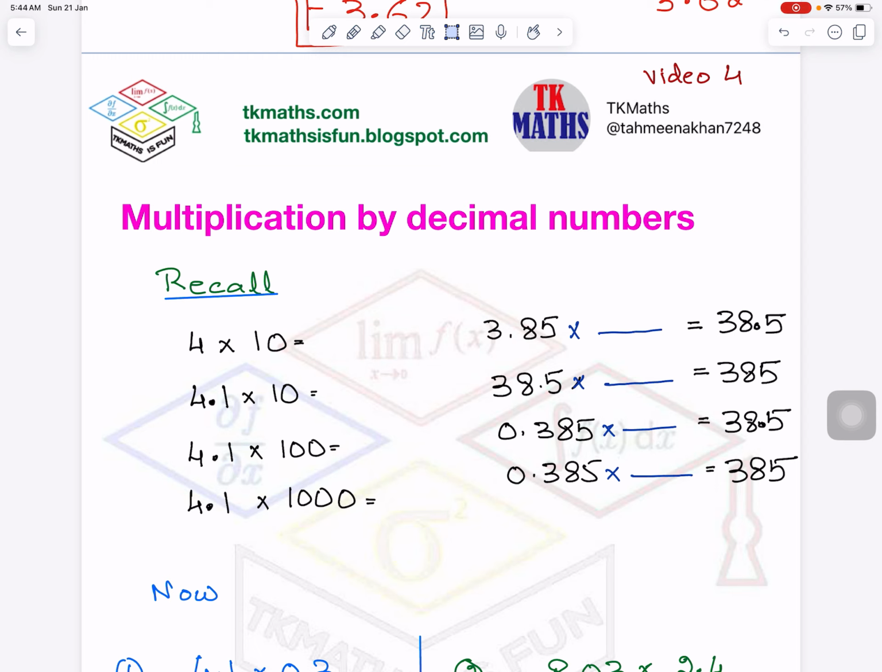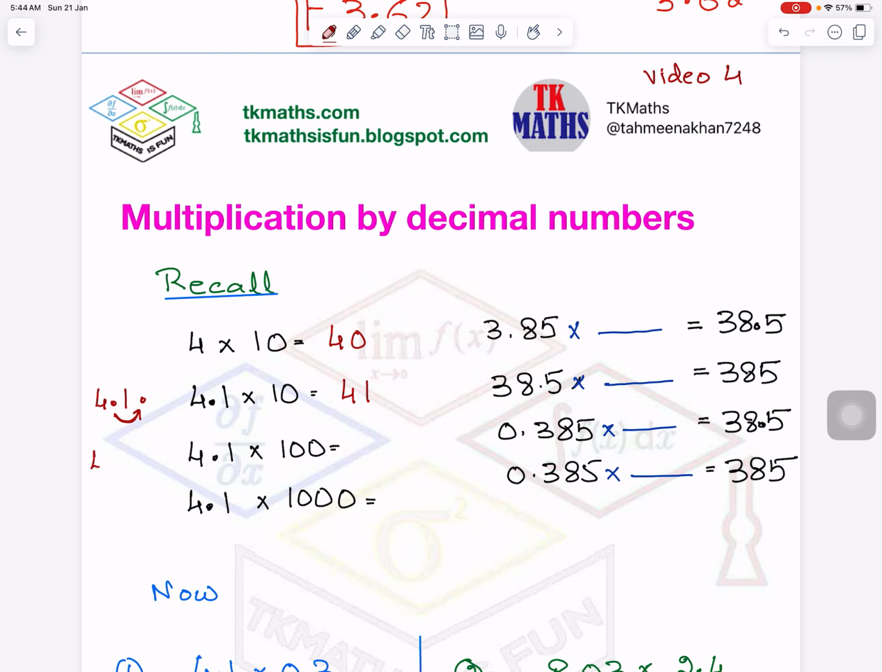This you're very comfortable with. I'm starting with the first one. 4 multiplied by 10 is 40. 4.1 multiplied by 10 is 41. I'm sure you know when you multiply by 10, 100, 1000, the decimal just jumps, right? If it is 10, there is 1 zero, so this decimal will come here and it will become 41.